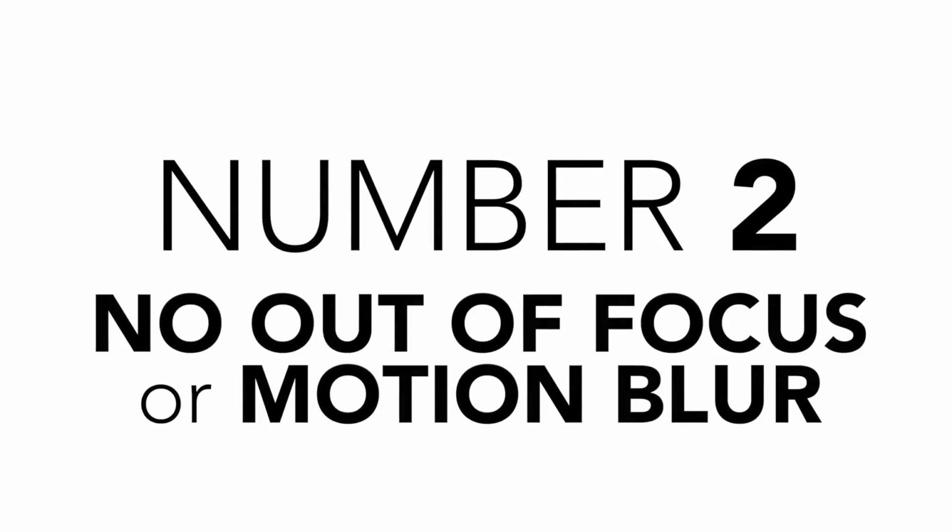Number two, no out of focus or motion blur. The shot has to be as sharp as possible. Number three, things in the scene must not move. People, plants, cars, clouds, everything that is not always the same across the whole shot cannot be tracked. We will see how to deal with this in a minute.